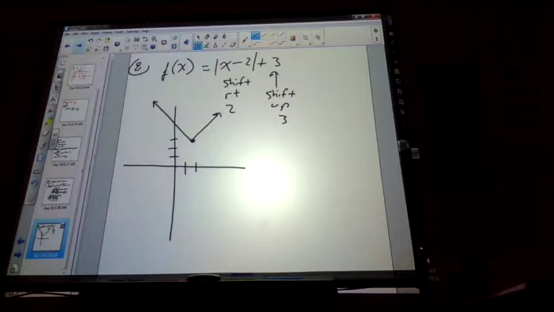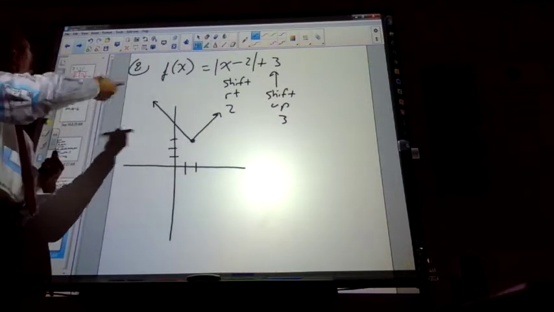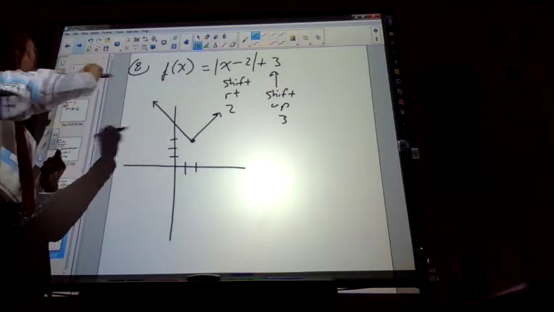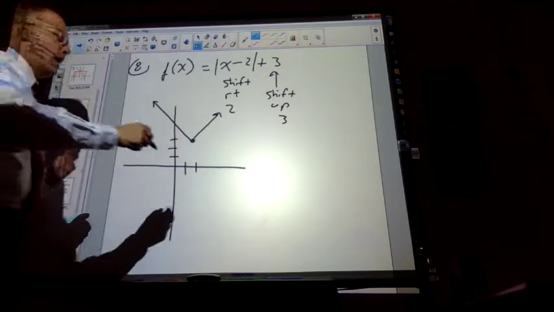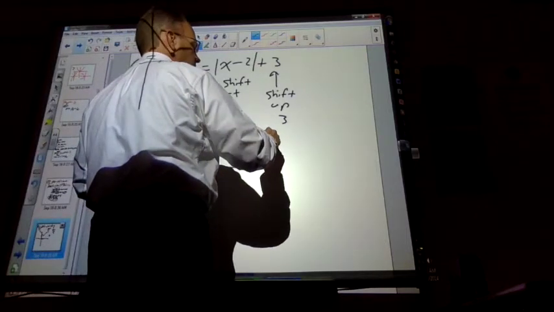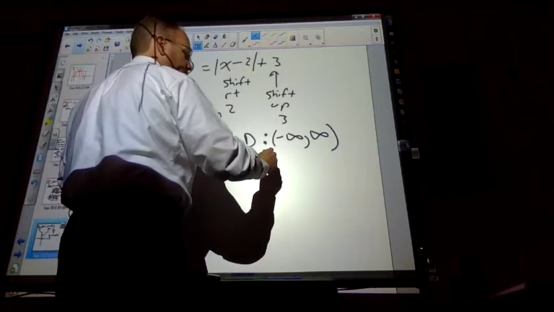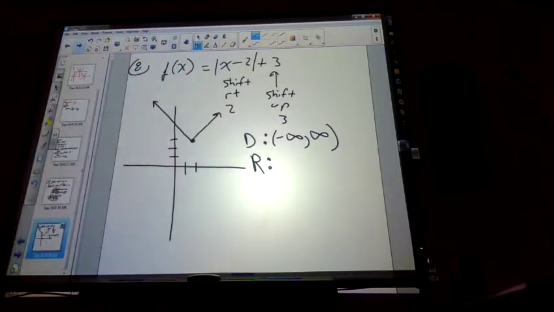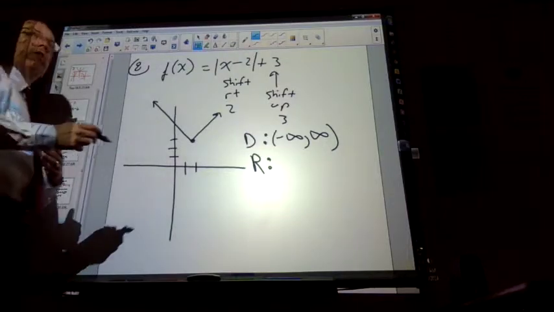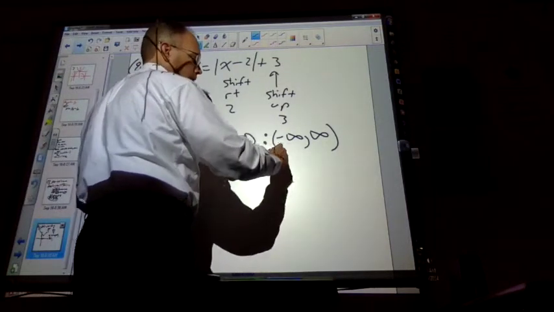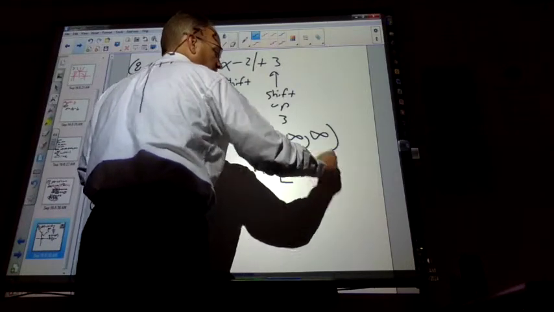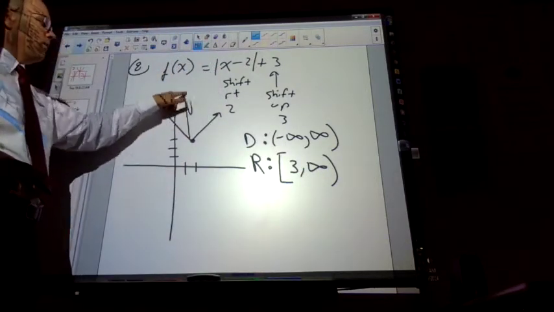So our domain is the x values. Is this graph going to go forever to the left? Is it going to go forever to the right? So the domain is going to be negative to positive infinity. The range, the other part, isn't going to go all the way down to negative infinity. Where is it going to start? At 3. Does it include it? Square bracket 3 to infinity is our range. So it starts here and it goes forever upward.